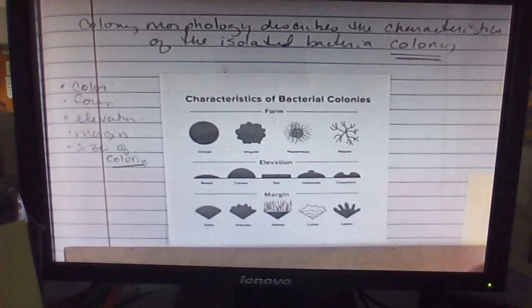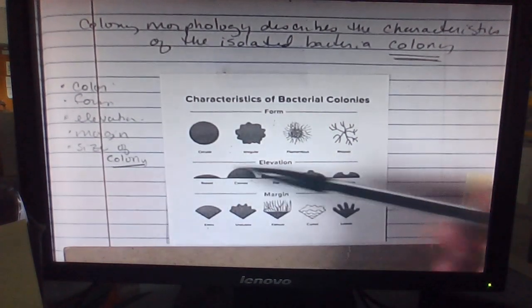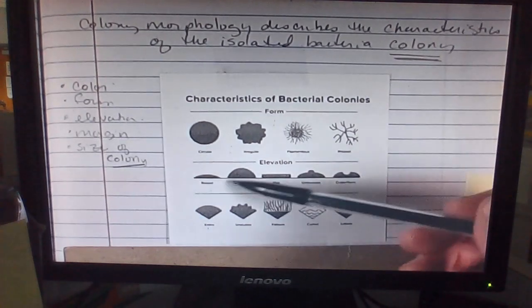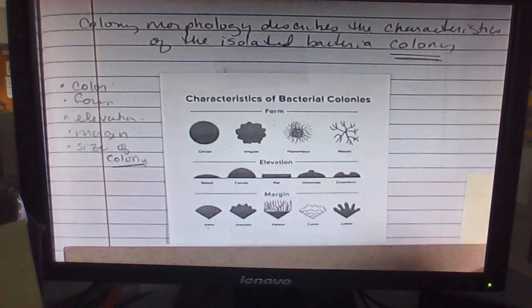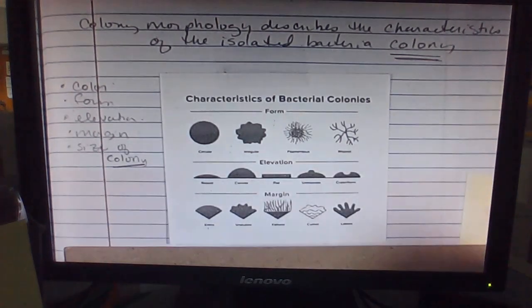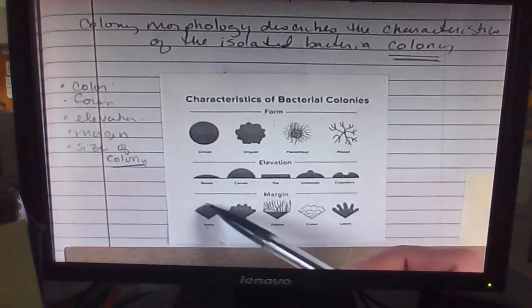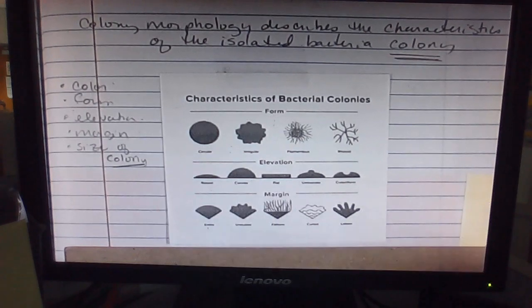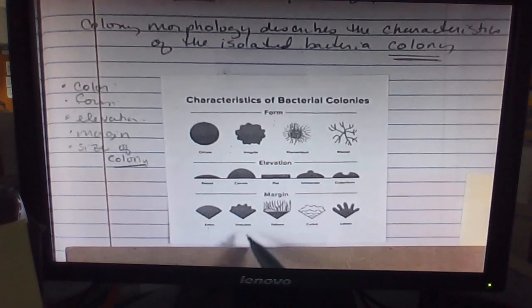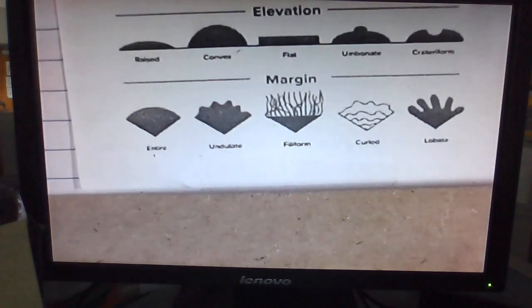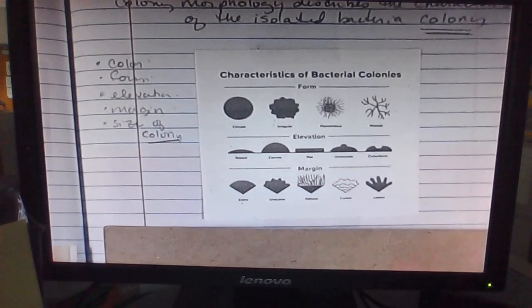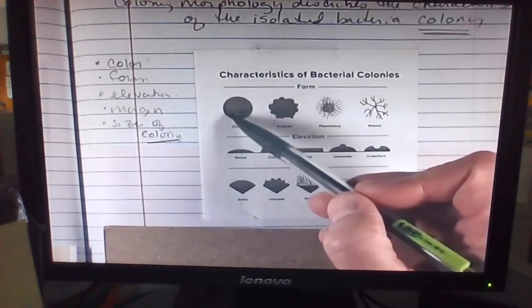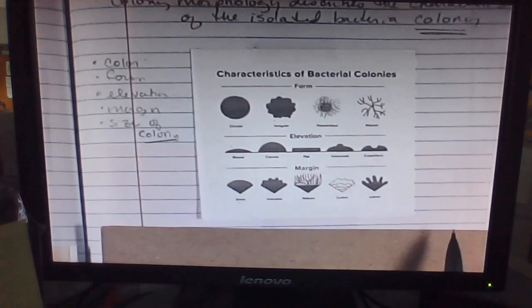Elevation, so if we're looking at the plate from the side, is that bacteria colony raised? Is it convex, so it really pops up? When it grows, does it look like it's flat? Those are probably going to be the 3 that we will have in class, but how does it grow up off the plate? Margin deals with the edges, so smooth edges are entire. Undulate, that's right. Okay, so if they're kind of wavy like that, that's undulate. And then finally, the size of the colony, you'll use an actual ruler and find the diameter of that colony.